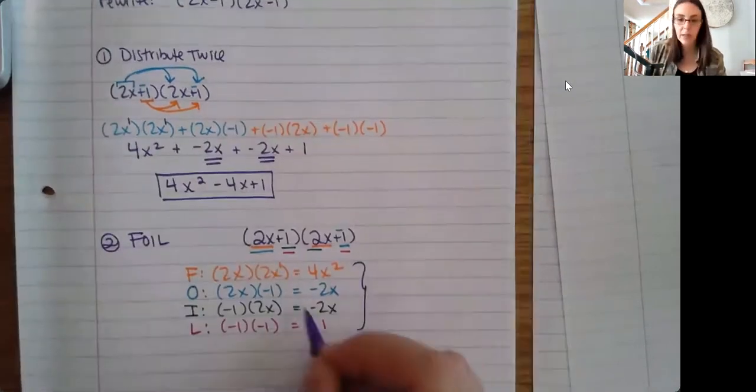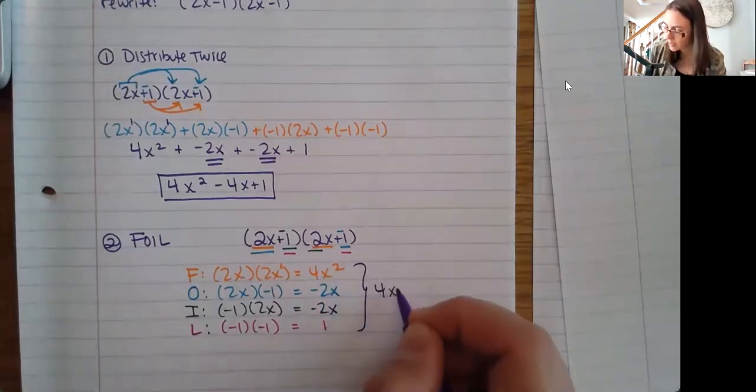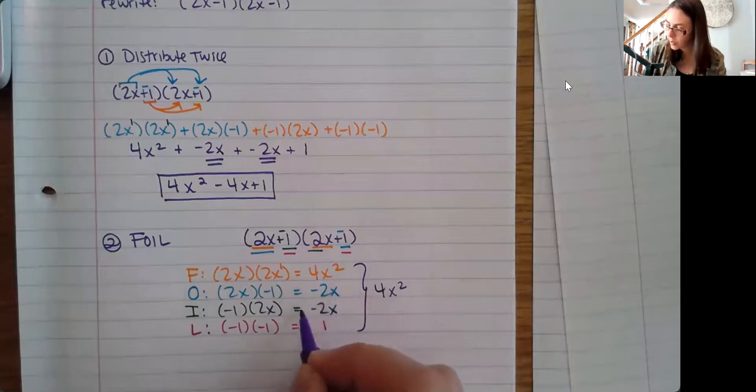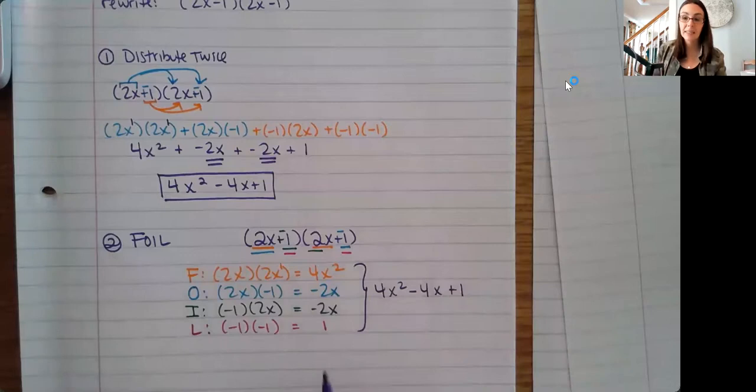Now you can even combine your like terms right away here. Just remember that you're adding. So I have 4x squared, and then it would be negative 2x plus negative 2x. So negative 4x, and then plus 1. So we still get the same answer.